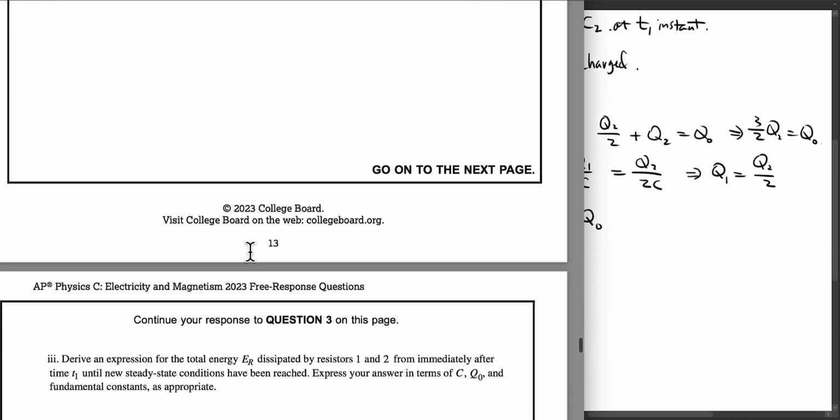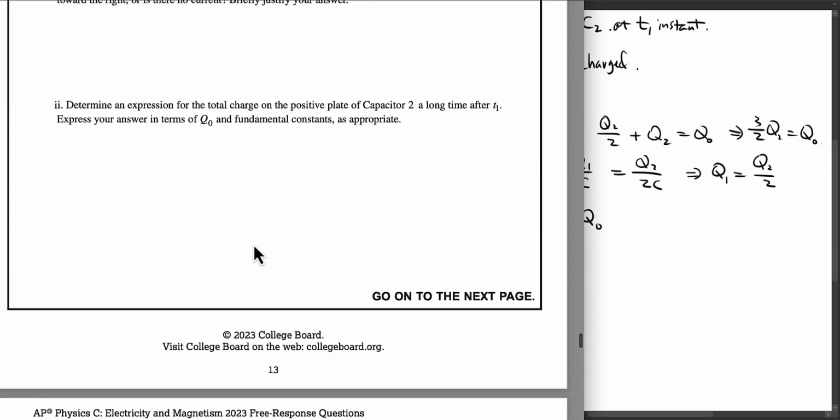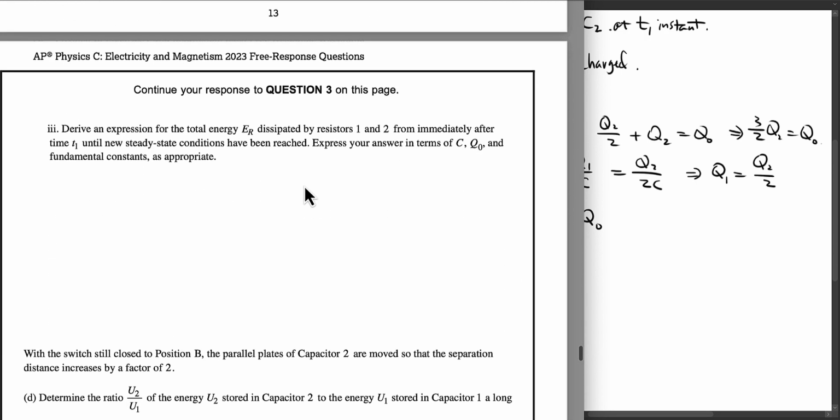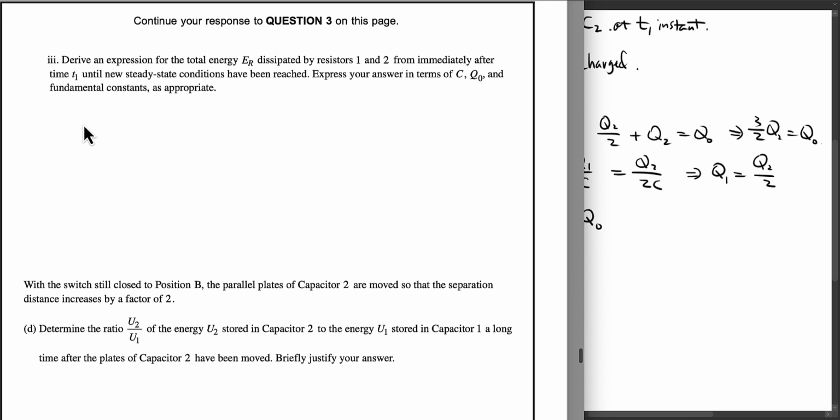So that answers the second part of question C. Okay, so now let's think about the third question. Derive an expression for the total energy E_R dissipated by resistors 1 and 2 from immediately after time T1 until new steady state conditions have been reached. Express your answer in terms of C, Q naught, and fundamental constants as appropriate.